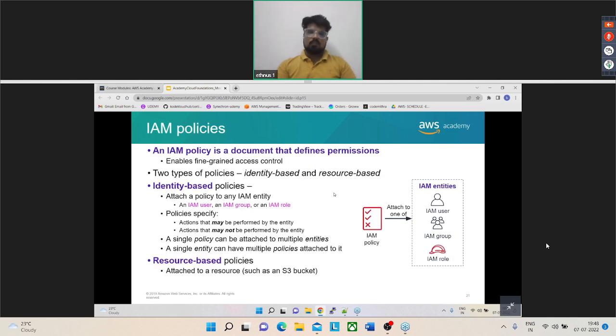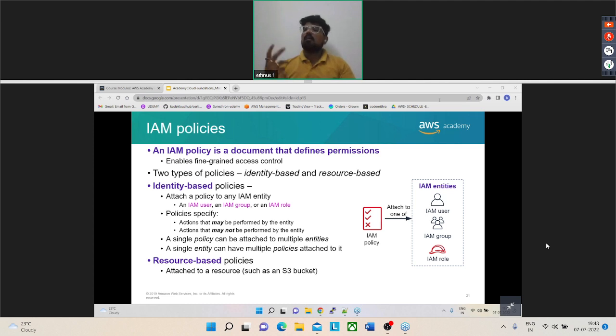Let's go ahead, guys. So now, what are IAM policies? Some more details about the policy. An IAM policy is a document that defines permissions. I've told you we write a document with the help of JSON format, which contains all the permissions. It enables fine-grained access control. What is fine-grained access control? The same thing I've told you.